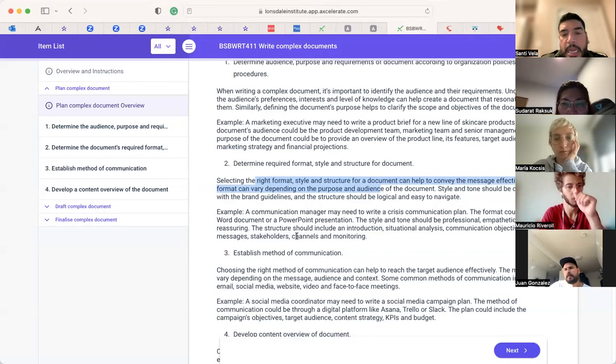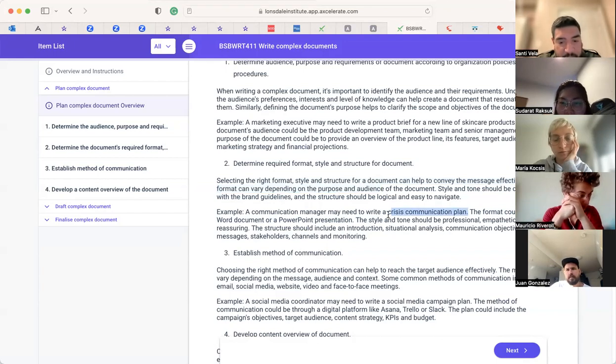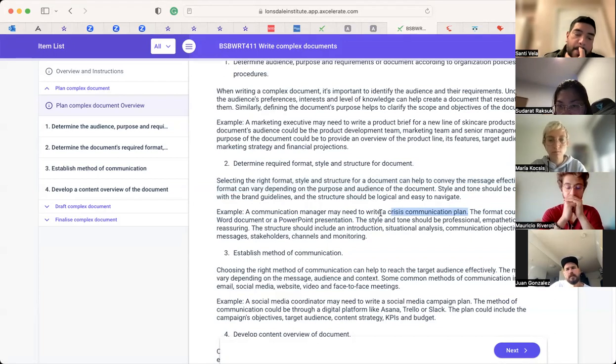Example, a communication manager may need to write a crisis communication plan. Crisis, something went really wrong. Someone died. Someone had an accident in the production plant. Or someone got injured while using our product. So the communication manager needs to write a crisis communication plan for us to deal with those situations.